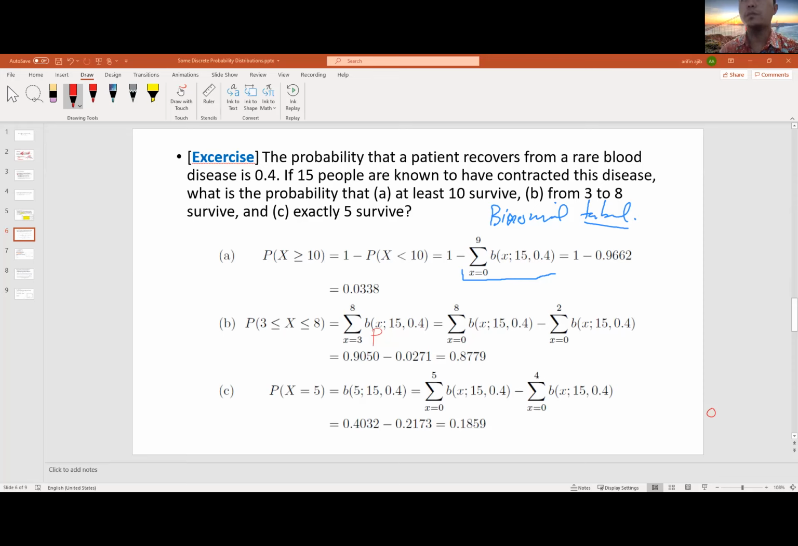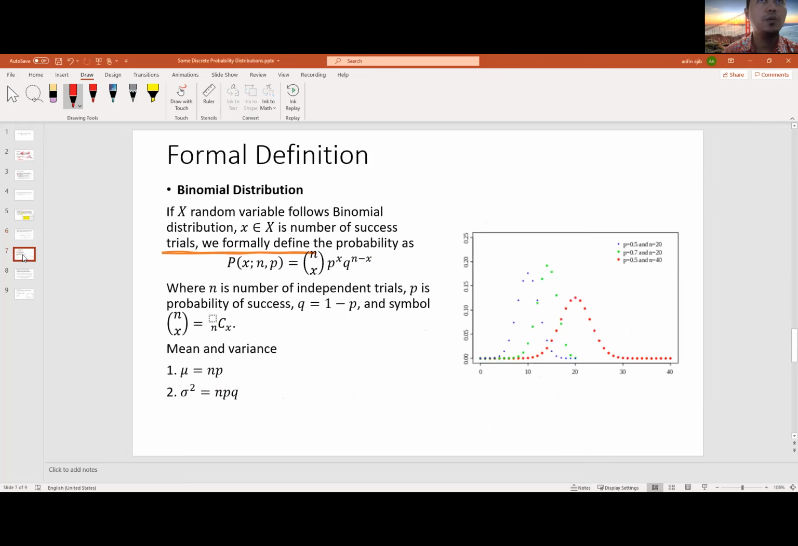Okay. Wait a moment. Actually, I missed the sequence of this explanation. It's better for me to show the formal definition. Maybe I will explain this one before we discuss a bit more about the exercise. Can you see my screen now? Yes, sir.